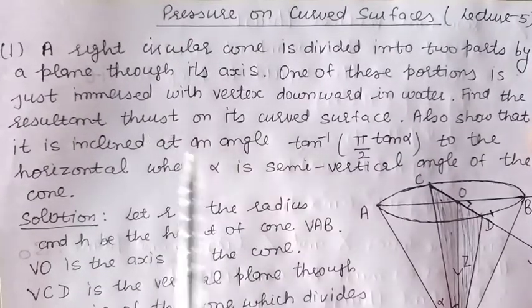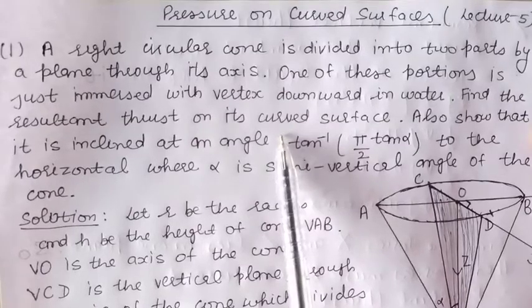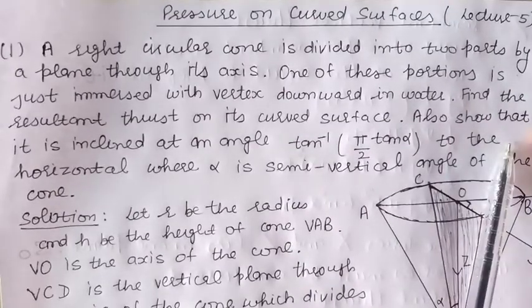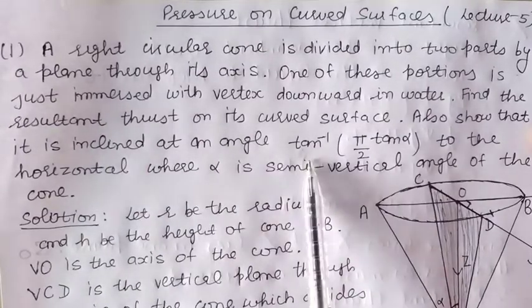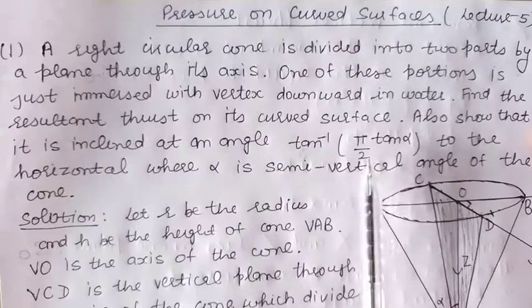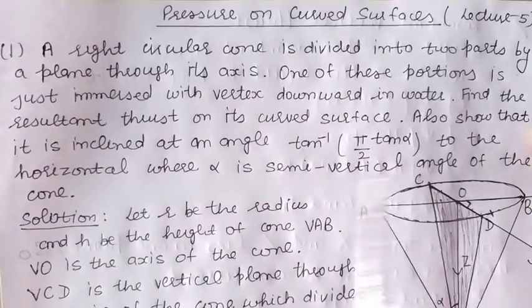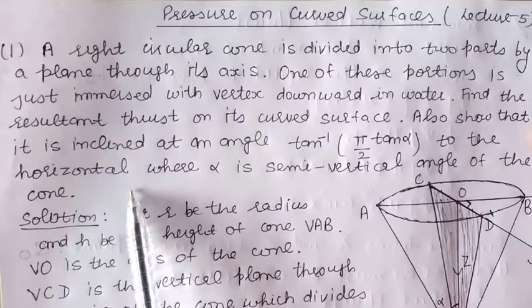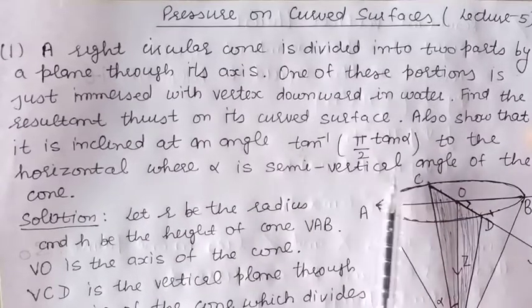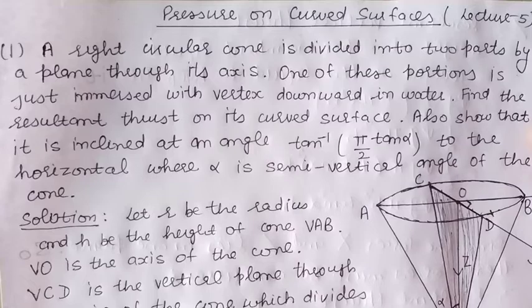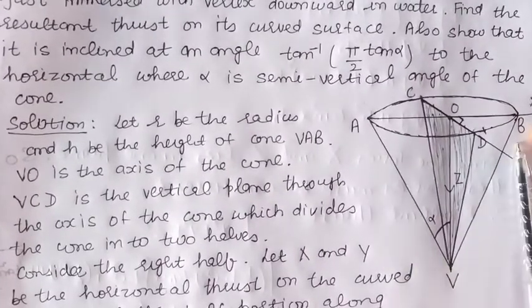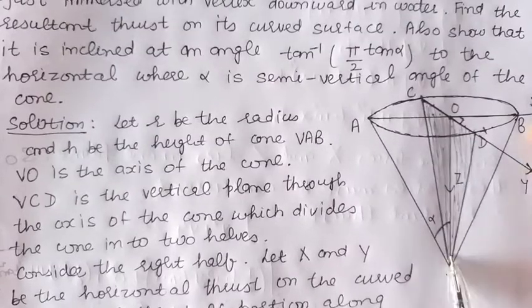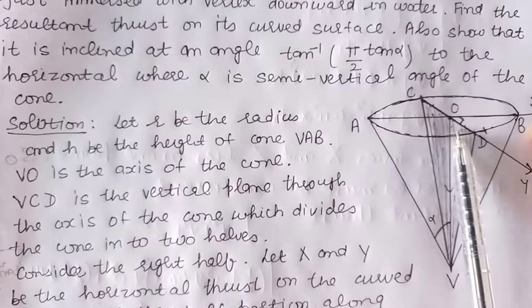We are to find the resultant thrust on its curved surface, and also we are to show that it is inclined at an angle tan inverse of (pi tan alpha by 2) to the horizontal. Here alpha is the semi-vertical angle of the cone. So we are given a right circular cone VAB. Let us take VO, this is the axis of the cone.